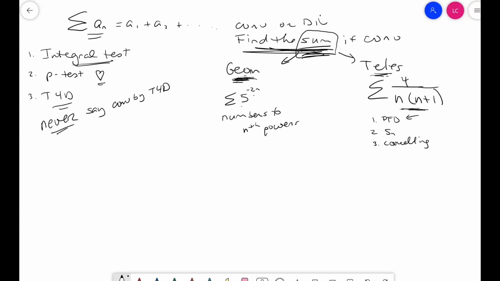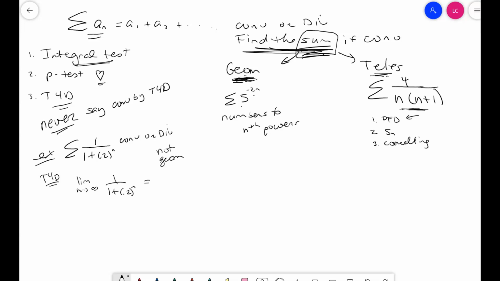So if you're looking at a sum, let's just give you an example. Here I have 1 over 1 plus 0.2 to the nth power. And if it just says converge or diverge, it doesn't say find the sum, I would never think of telescoping then. I would think, I do see a number to the nth power, but it's not all to the nth power, so it's not going to be geometric. Do I want to take the integral of that? I don't want to take the integral of that. Is this p-test? Nope, it's not p-test. All right. So T for D a lot of times comes into play when the other things are not working.